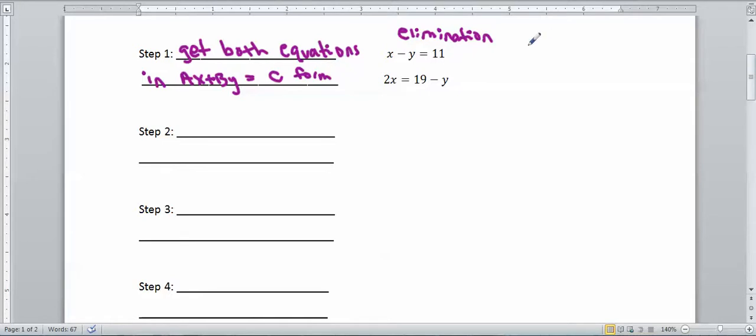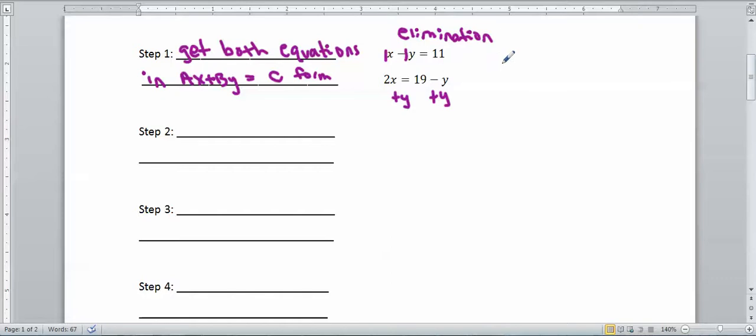Okay, so as you can see, this one is 1x minus 1y is equal to 11. That is in standard form. However, the second one here, 2x equals 19 plus y, or minus y, is not in standard form. So I'm going to transform that by adding the y to both sides. I want to get the y off of this side. I want to leave the x where it is. I'm going to put this in standard form.